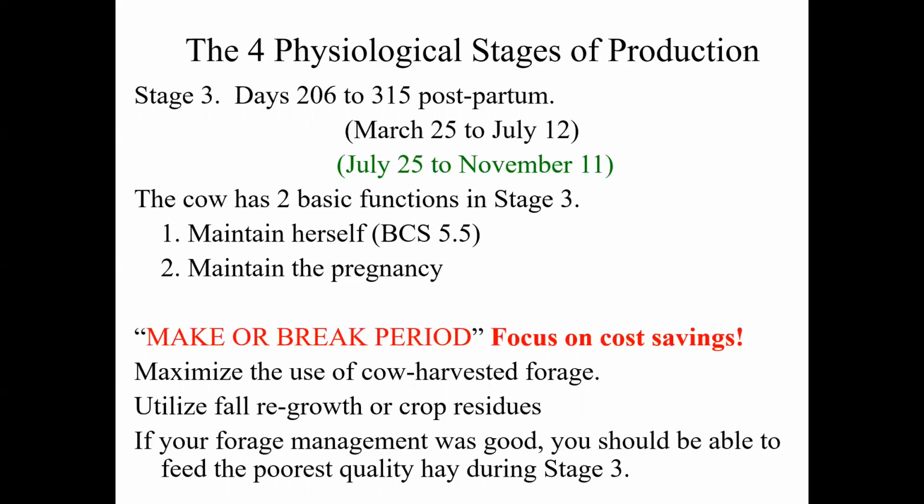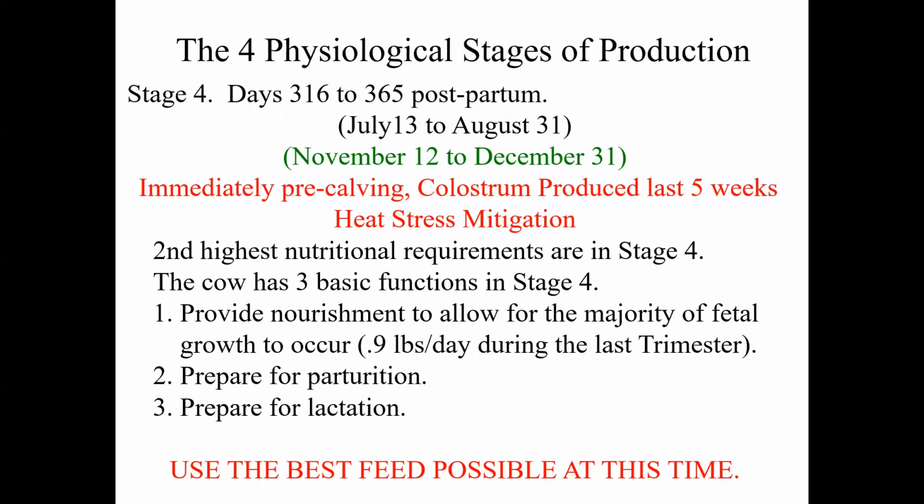In a spring calving situation, we need to utilize fall regrowth or crop residues. And quite frankly, if your forage management was good, you should be able to feed the poorest quality hay during stage 3. What you don't want to do, because it increases costs to the overall production, is you don't want to have to be buying purchased feed to put weight back on a cow before she goes into stage 4.